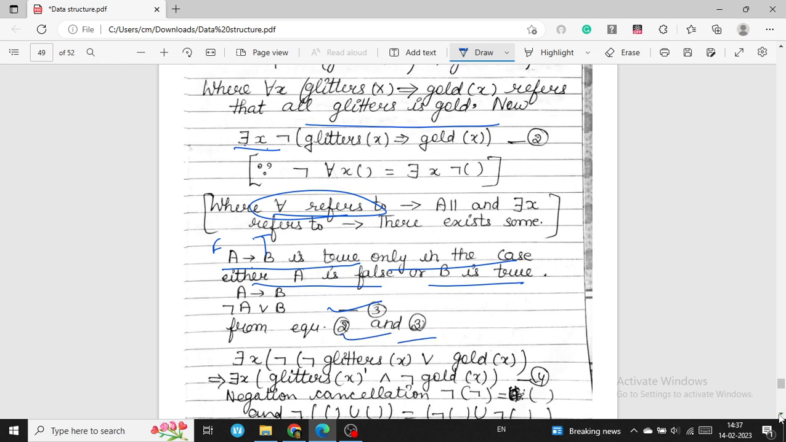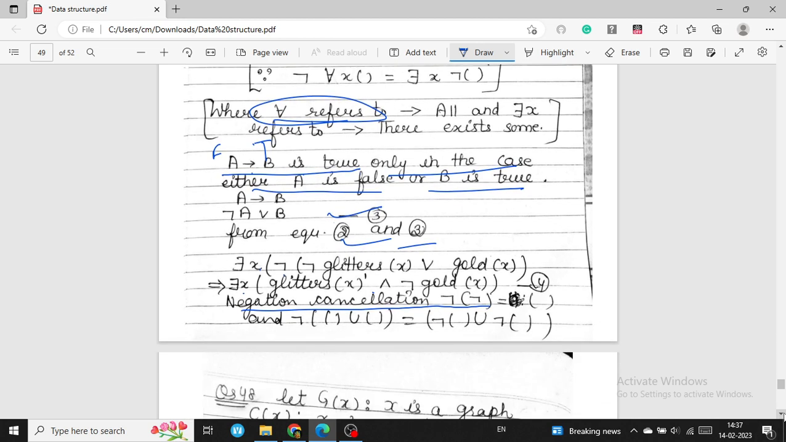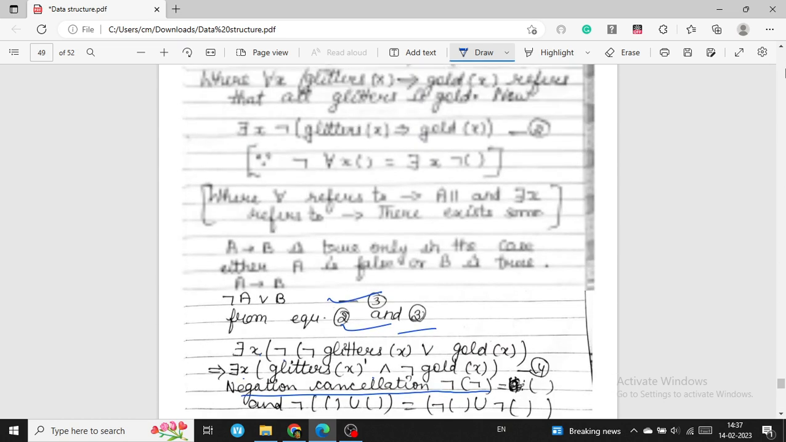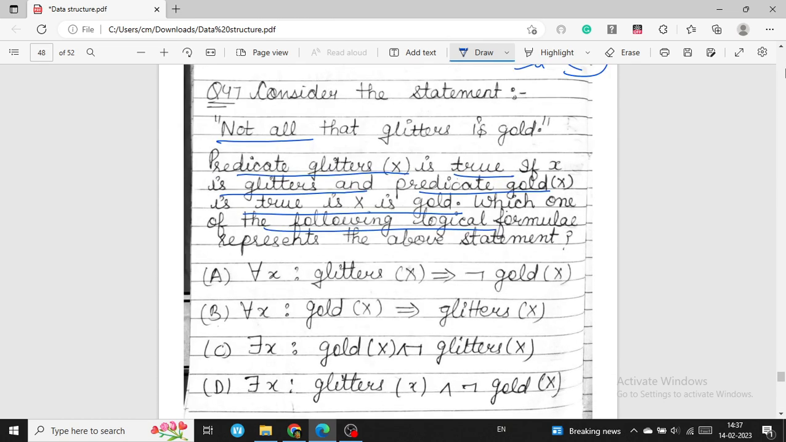We can say there exists some x such that not (not glitters(x) or gold(x)). That means there exists glitters(x) and not gold(x). Negations cancel with negations and we find a positive. So my answer is the last statement: there exist some glitters x which are not gold. So that's why D is the answer.